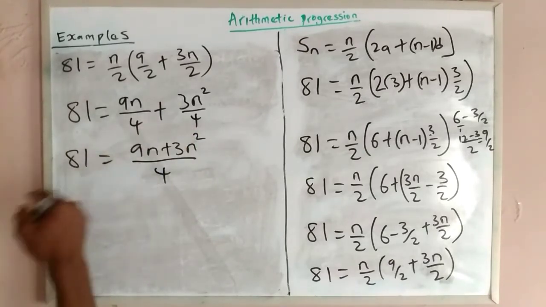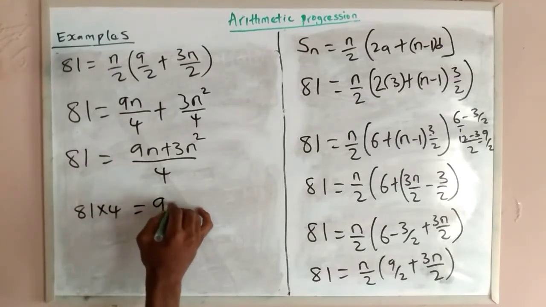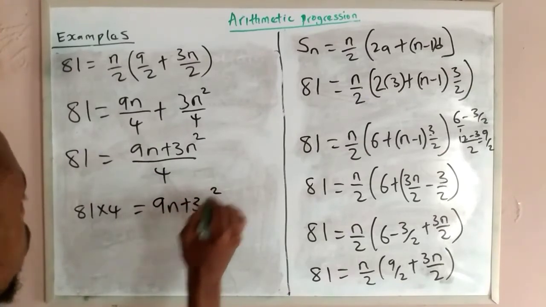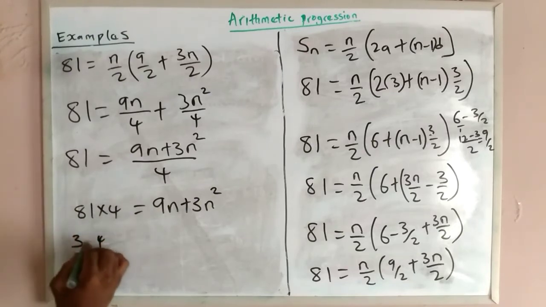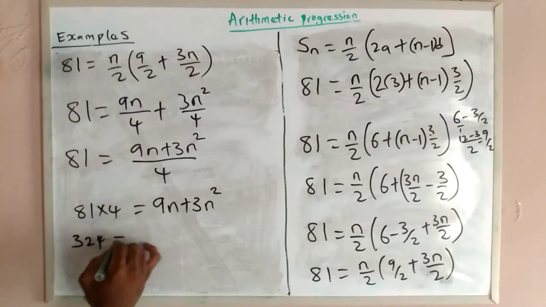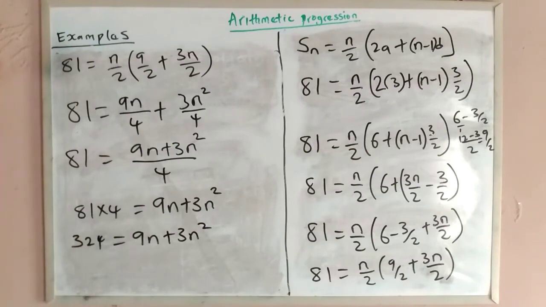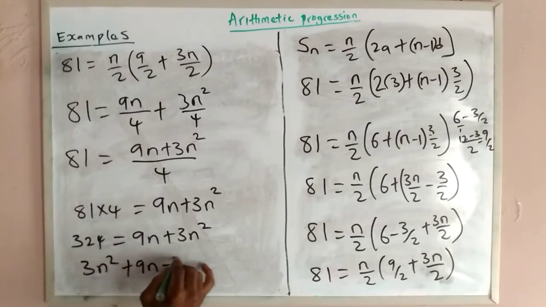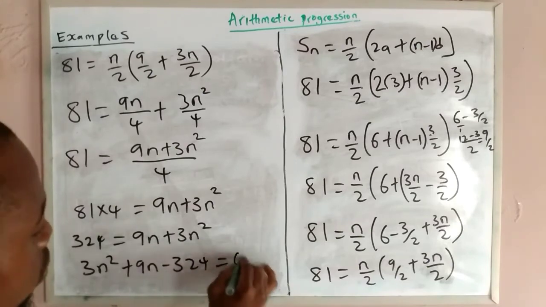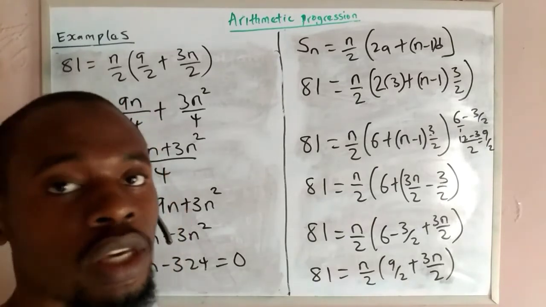So we can cross multiply now. We have 81 times 4 is equal to 9n plus 3n squared. And the value of our 81 times 4, that will be 324 is equal to 9n plus 3n squared. So we can take this to the other side to have 3n squared plus 9n minus 324 is equal to 0. So this leads us to a quadratic equation.